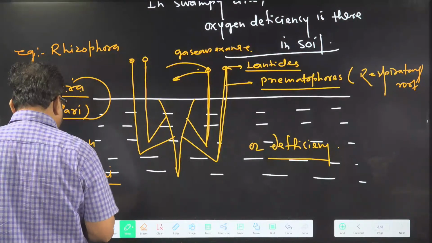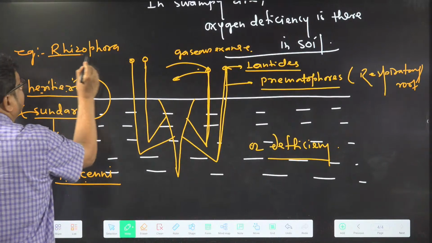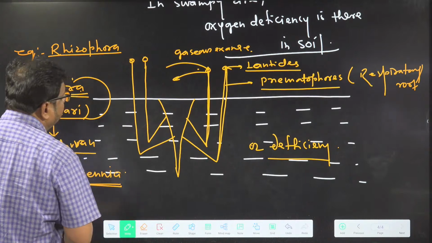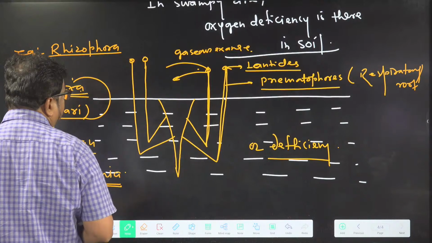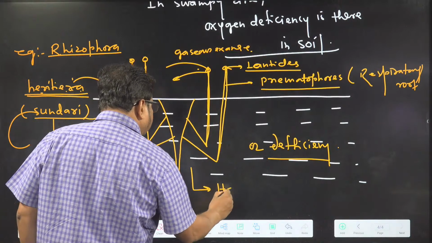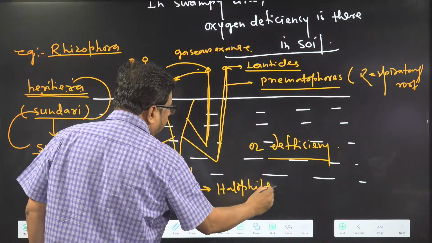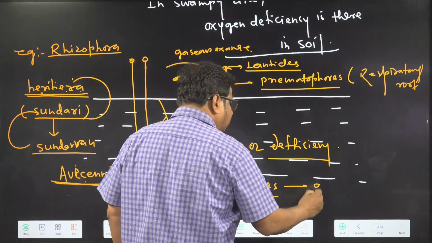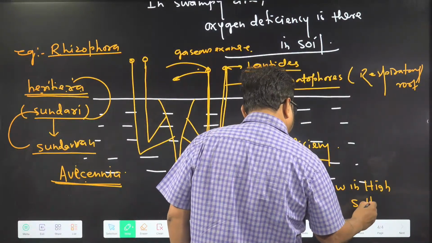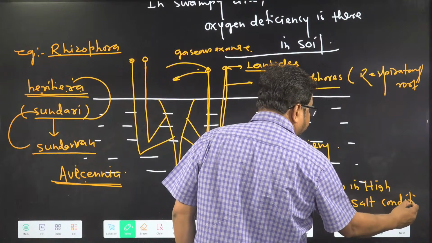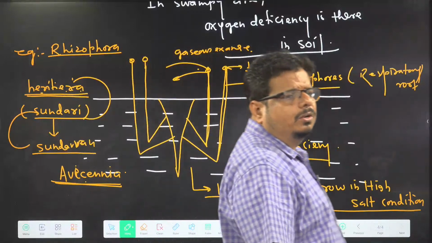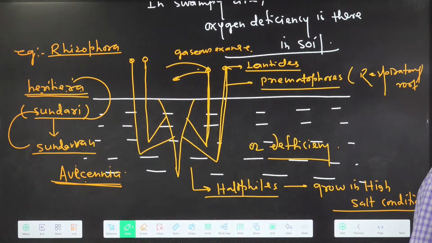Avicennia. These are some of the mangrove plants: Rhizophora, Heritiera, Avicennia. They grow in marshy habitat, oxygen deficient area, and these plants are also halophiles. They grow in high salt condition. Did you understand the idea about the respiratory root or not? Did the picture come about the respiratory root or not? It is done.